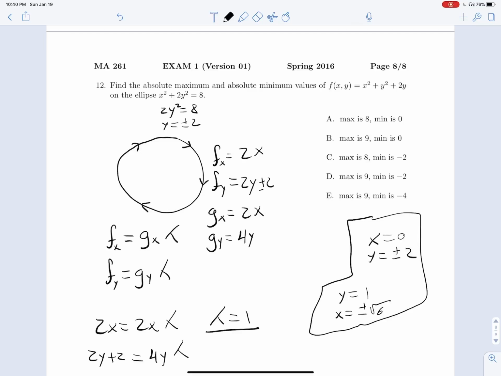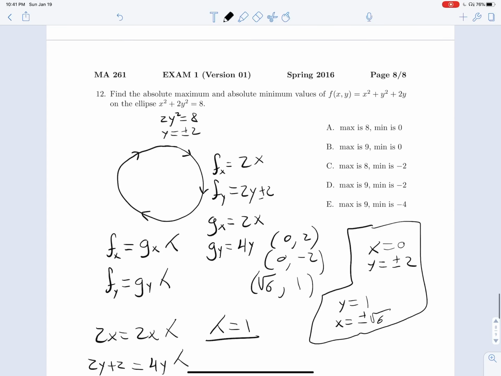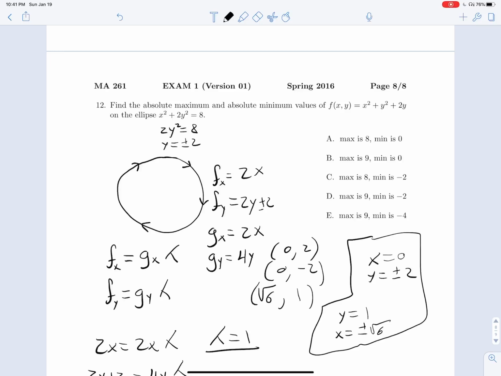So writing out our critical points, we have 0 comma 2, 0 comma negative 2, and root 6 comma 1. And we already said that negative root 6 comma 1 will give us exactly the same answer, so we can leave that out for now. Going from the bottom, plugging root 6 comma 1 into our f of x up here to see if it's a max or a minimum, we get root 6 squared, so 6 plus 1 plus 2, which is 9. And since a lot of these maxes are listed as 9, it's a pretty good indication that B, D, or E could be our correct answer. So it's all kind of riding on the minimums here.